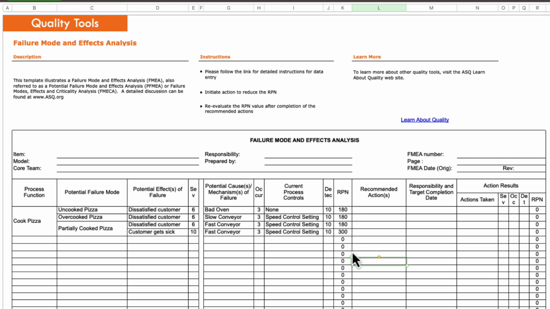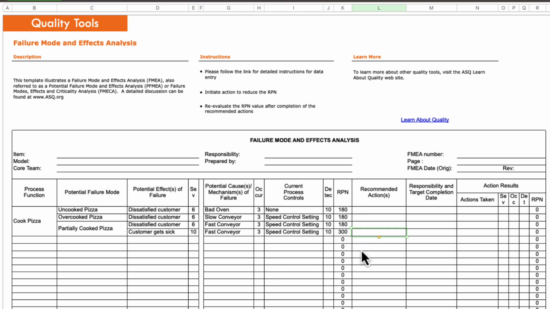Now I wanna draw your attention to how these FMEAs are divided up. From here over to RPN is really one side of the FMEA. And then you have recommended actions to RPN on this side, and that's the other side of the FMEA. For this side of the FMEA, what we're really trying to get to is, what do we have in place that would give us a good RPN?